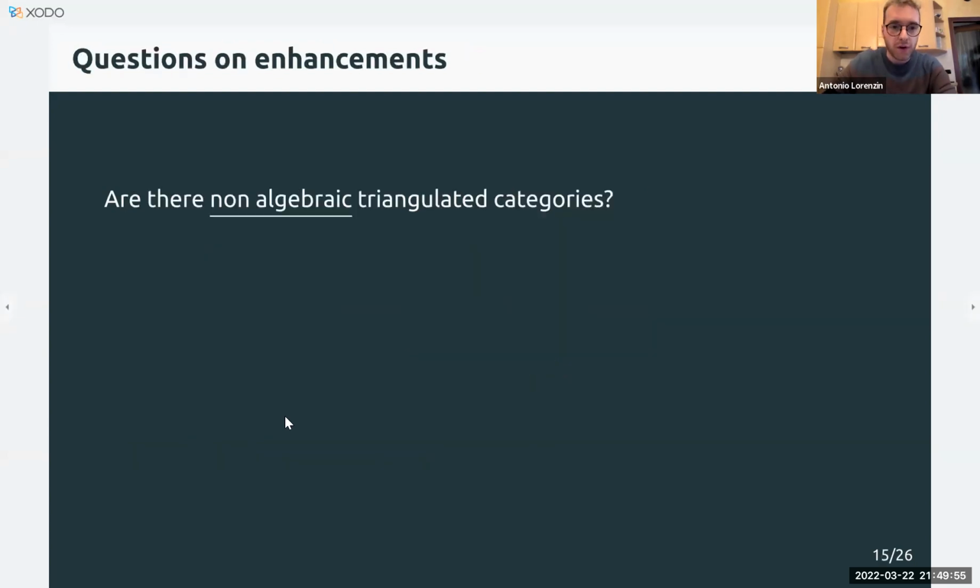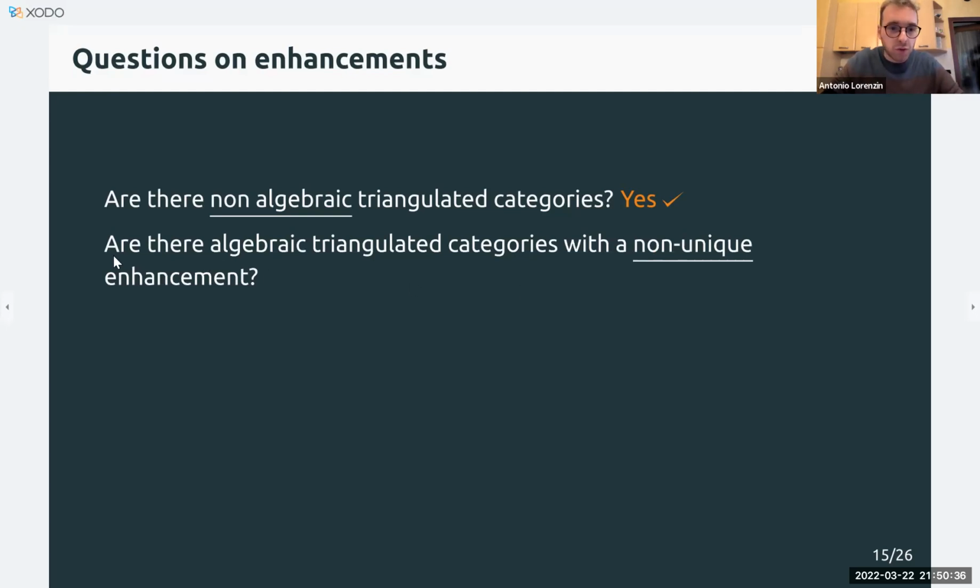Okay, something about the theory. We have many questions regarding enhancements. First of all, we have the question of whether there is a non-algebraic triangulated category. And the answer to this question is yes. There is a work by Muro, Schwede, and Strickland showing a non-algebraic triangulated category. And we actually also have an example of a non-algebraic triangulated category when we require linearity over a field. Actually, we have one example, and that is done by Rizzardo and Van den Bergh.